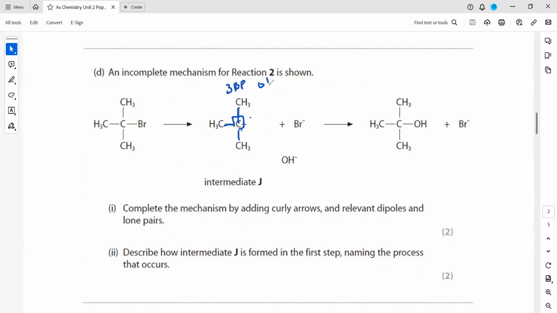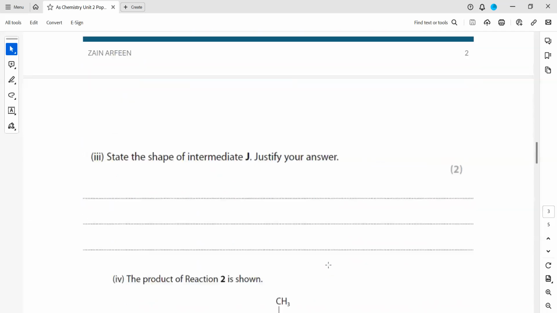And how many lone pairs are there? There is no lone pair on carbon. So three bond pairs and no lone pair. If three bond pairs, then it will be trigonal planar with a bond angle of 120 degrees. And the bond angles are always adjusted to minimize the repulsion. So here we have to state the shape and justify your answer. So the shape is trigonal planar.